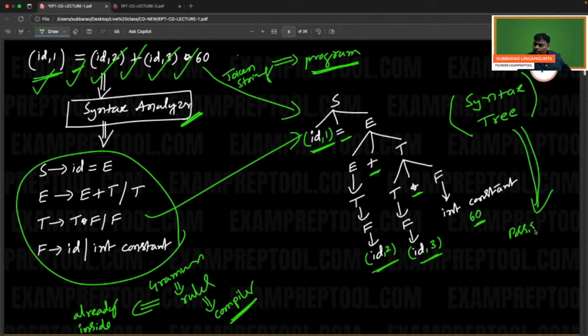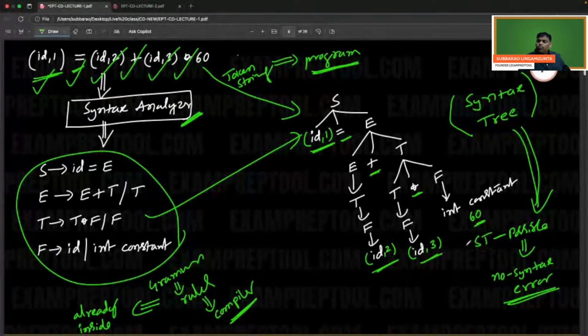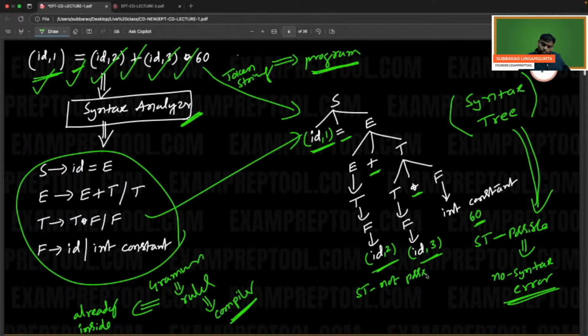That means there is no syntax error. Syntax tree possible means no syntax error. Suppose, assume that using the existing rules for the user program, syntax tree is not possible. Then there is a syntax error. Now, there is no syntax error because the tree is possible. Suppose syntax tree not possible, then there is a syntax error.